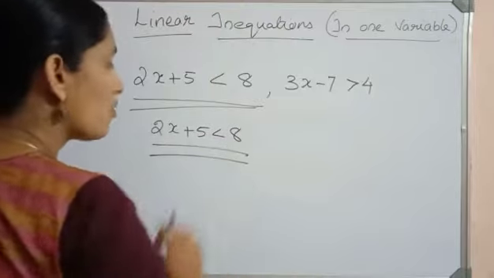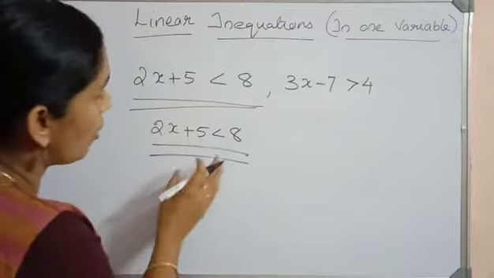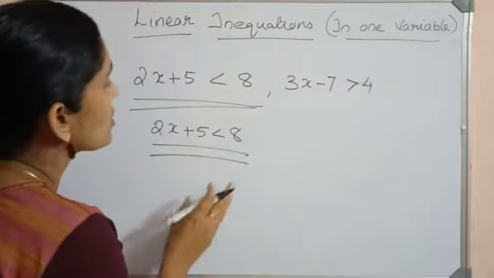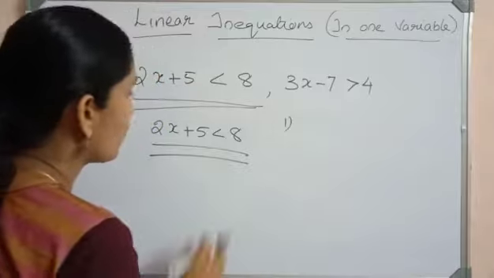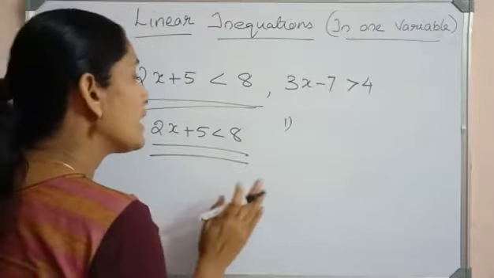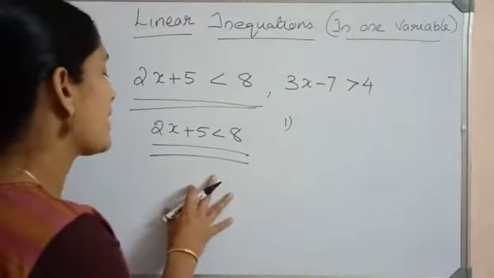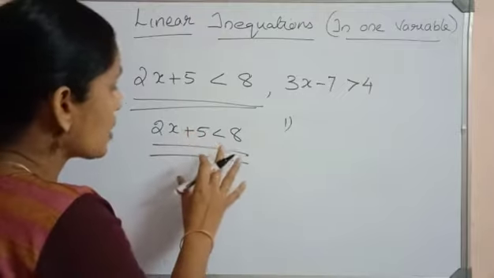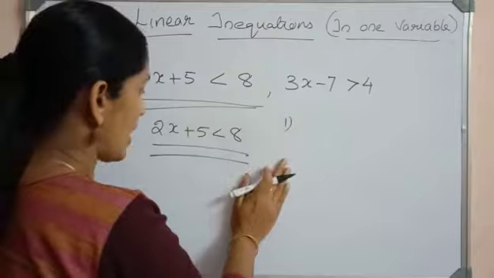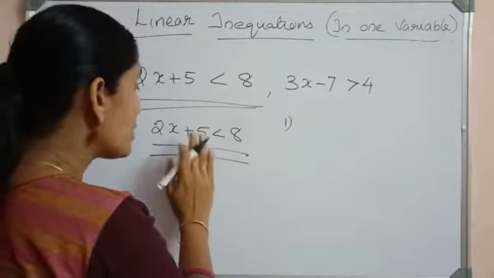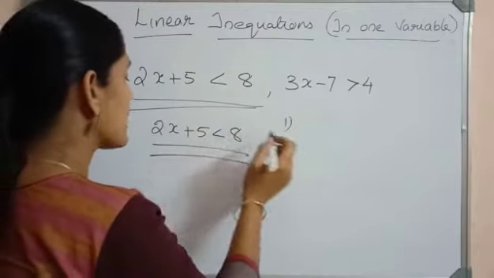Whenever we solve any linear inequation algebraically, we need to follow some rules. There are 6 rules you need to remember when you are solving any linear inequation. The first rule says that on transferring a positive term from one side of a linear inequation to the other side, the sign of the term changes. That means it becomes negative.